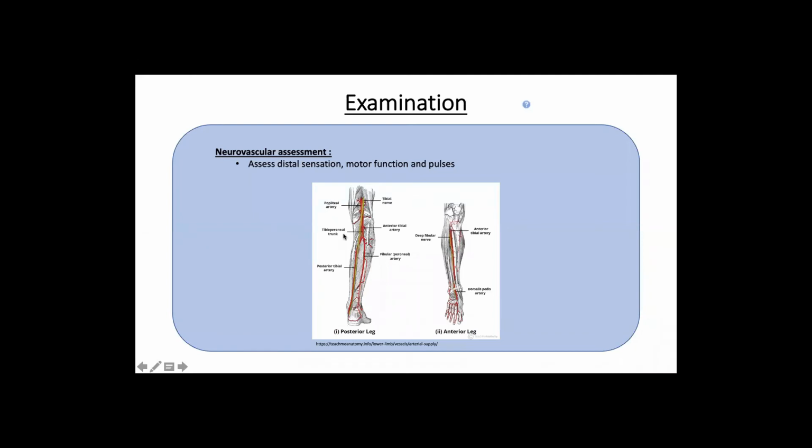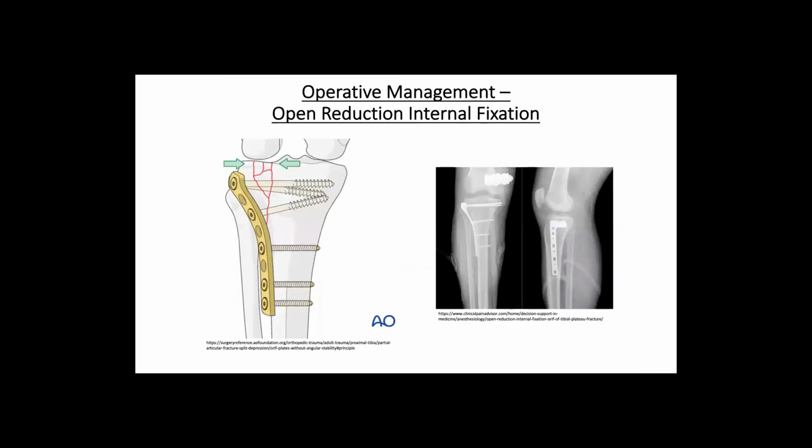Okay, all vessels will be affected if there is damage at the popliteal artery region in the popliteal fossa, which is what would be affected in these injuries. Okay, so operative management. There's a couple of things that you can do for these patients. Patients will have open reduction and internal fixation. So this is with buttress plating and long screws.